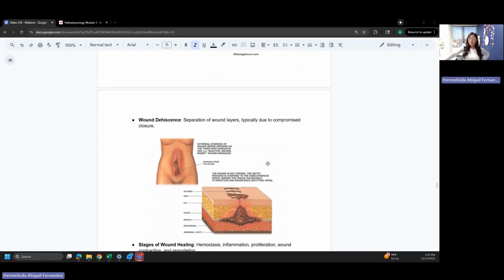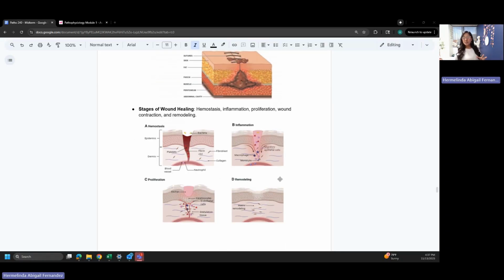Wound dehiscence, so this is separation of wound layers, typically due to compromised closure, okay? Again, stages of wound healing, same thing. I would make sure that it's in your PowerPoint so that you are writing all of this down, step 1, step 2, step 3, step 4, right? So the stages of wound healing go from hemostasis, inflammation, proliferation, wound contraction, and then remodeling, okay?